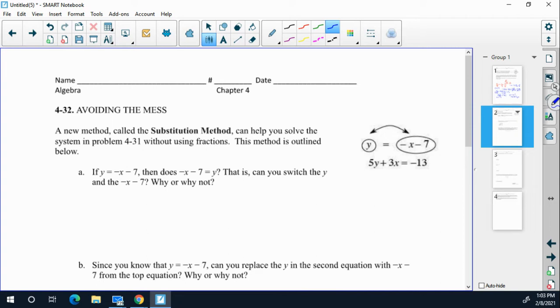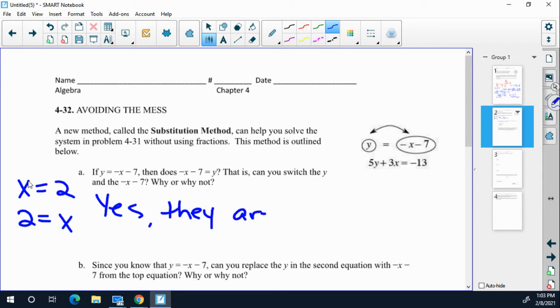Some students want to argue with me about that. They're like, no, that's not the same. And I'm like, guys, all I did was flip it. It's just like saying that x is equal to 2 or 2 is equal to x. It's the same thing. It just has another number on it or another variable. So they can be switched. Easy. Okay. So we're just going to put yes. They are equal. And I'm going to use the equal sign to make it easy on you guys.